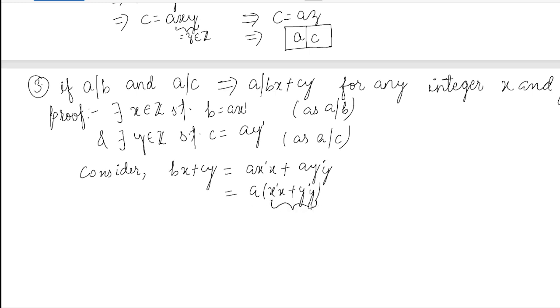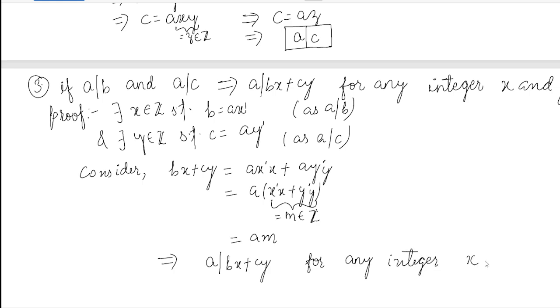Say m is equal to m, and m belongs to the set of integers. This is equal to am. By the definition, this implies a divides bx plus cy for any integer x and y. Now this part also.